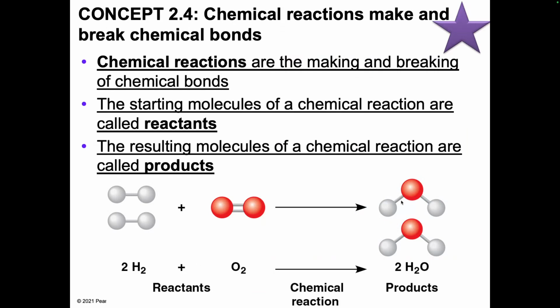So, concept 2.4: chemical reactions make and break chemical bonds. Chemical reactions are the making and breaking of chemical bonds. The starting molecules of a chemical reaction are called reactants, and the resulting molecules of a chemical reaction are called products.